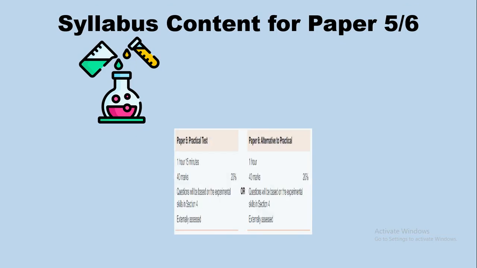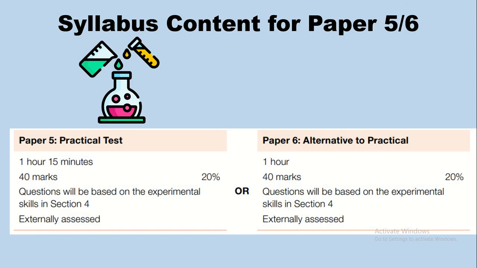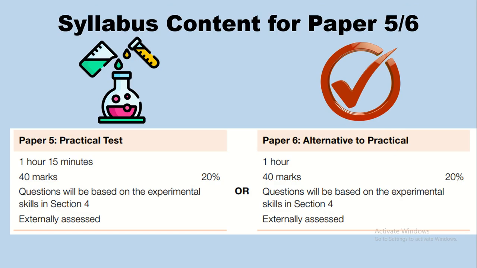Okay, let's talk about what the syllabus even expects from us. The syllabus for alternative to practical and practical alike, both 40 marks. Today we are focusing more on alternative to practical, which is just a 1 hour, 60-minute question, and then we have to be sure of what we want to do so that we can manage our time judiciously.